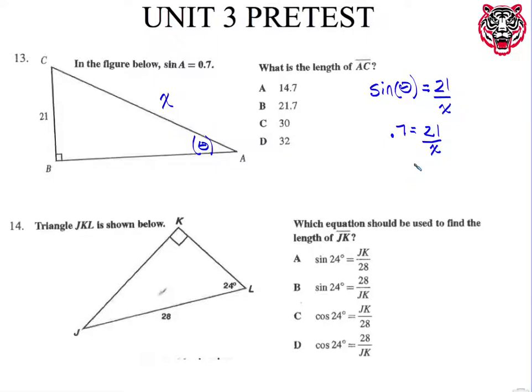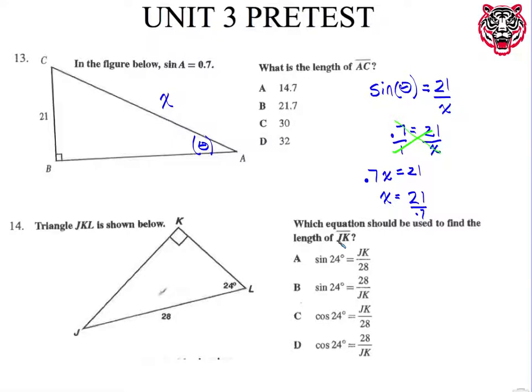And from there, I can cross multiply, because that's 0.7 over 1. I cross multiply and I get 0.7x is equal to 21. That came from cross multiplying. So it's 0.7 times x and 21 times 1. Now I need to divide both sides by 0.7, and I get x is equal to 21 over 0.7.